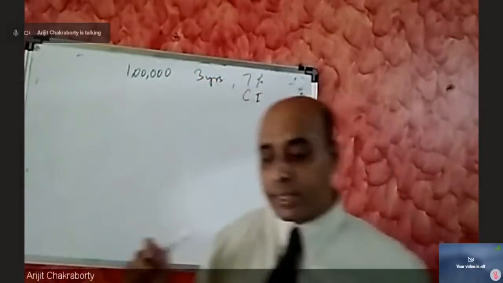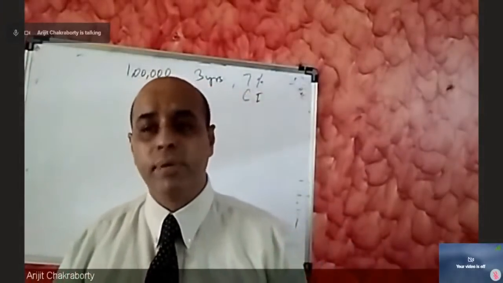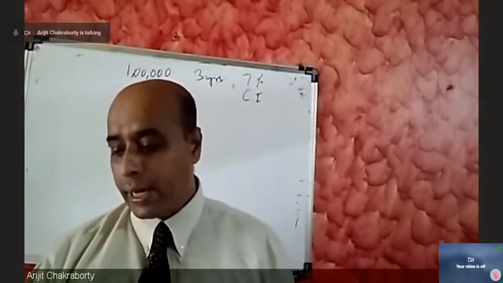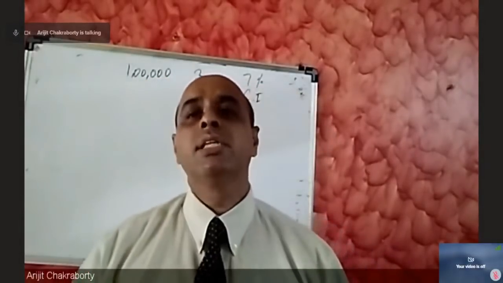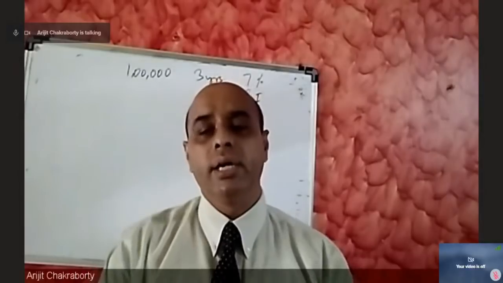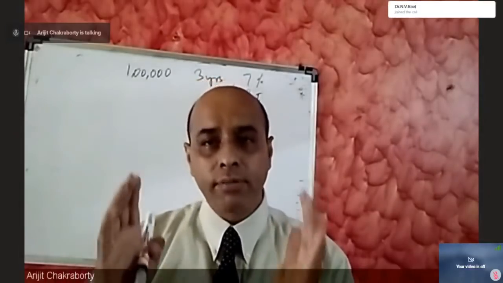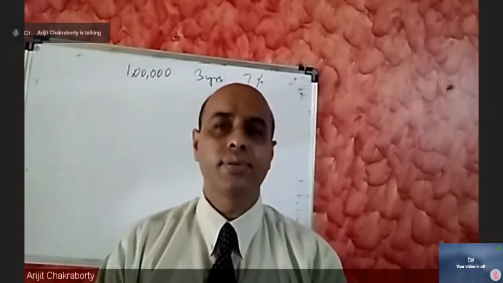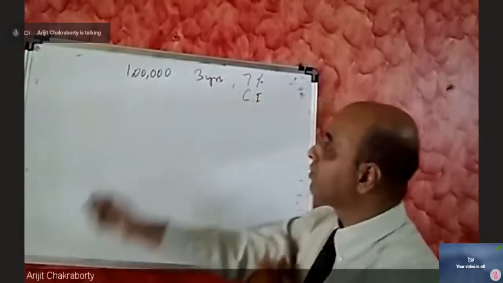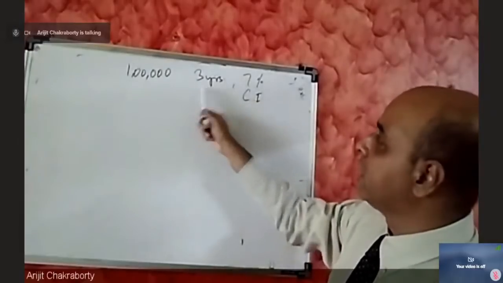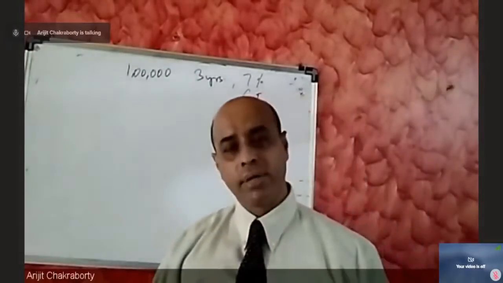Now you have to find out what is the interest which she will be earning annually and what will be the money she will get at the end of third year. That means what will be the interest per year and what will be the accumulated balance which she will earn after 3 years. Okay, the problem is in front of you. You have 1 lakh rupees, 3 years, 7%, but compound interest.